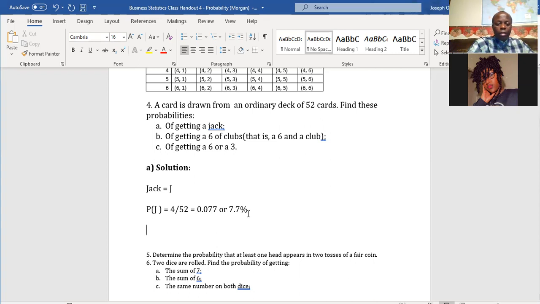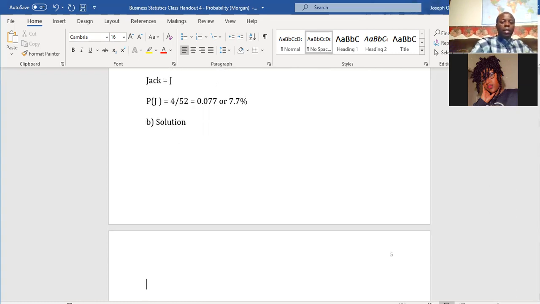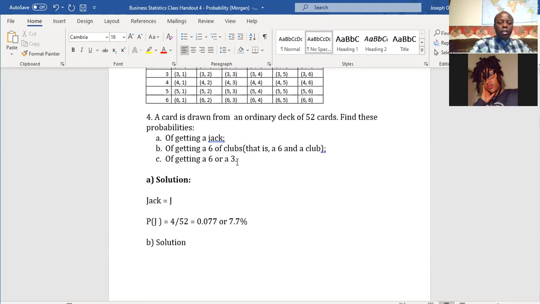No question. Okay, good. Now look at part B. Part B says, solution. Probability that the card is a six of club. Let us say a six of club.